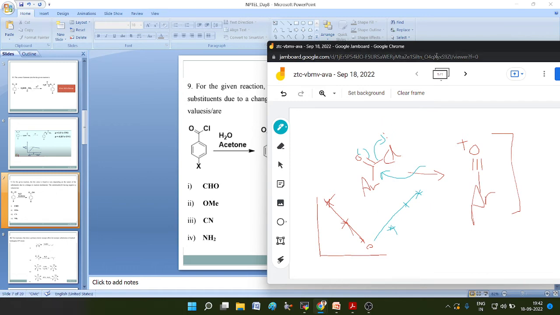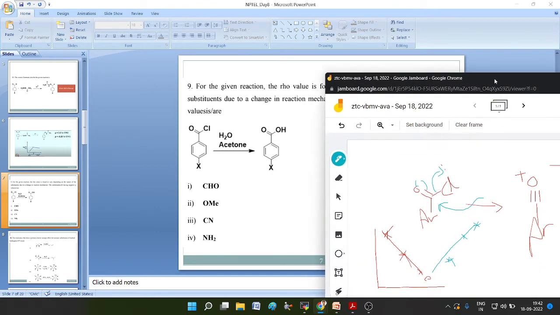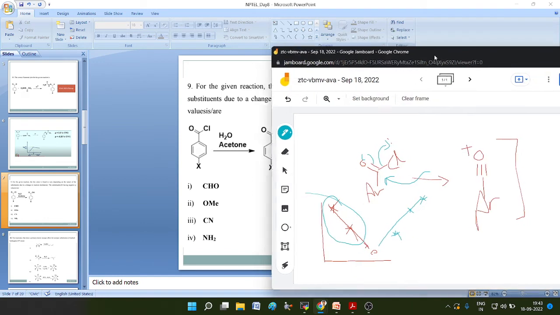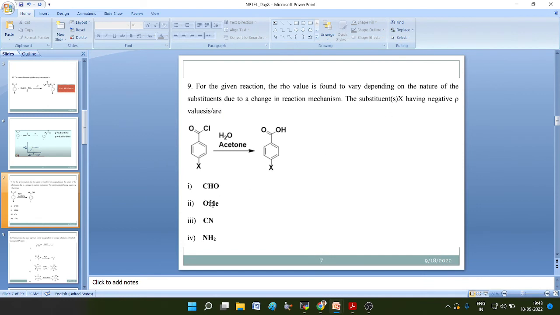So this is the situation for this mechanism, and what we have been asked is the substituent having negative rho value. So of course the answer will be the electron releasing groups like OMe and NH2. I hope this clarifies your doubts on this question, and it's pretty interesting. These examples are everywhere, you will find them. It's very important. So this is the question. The substituents having negative rho values are methoxy and amino group. Nice. So let's go to some other question.